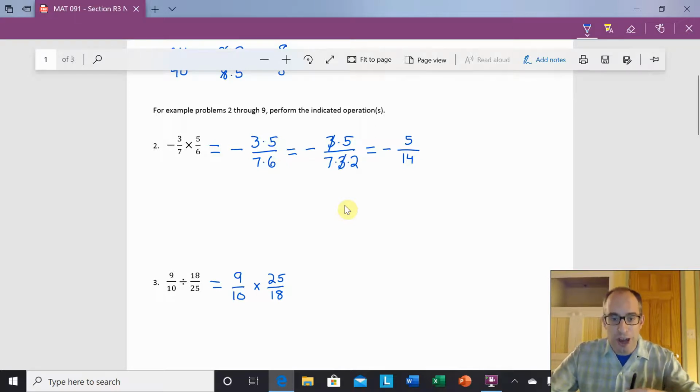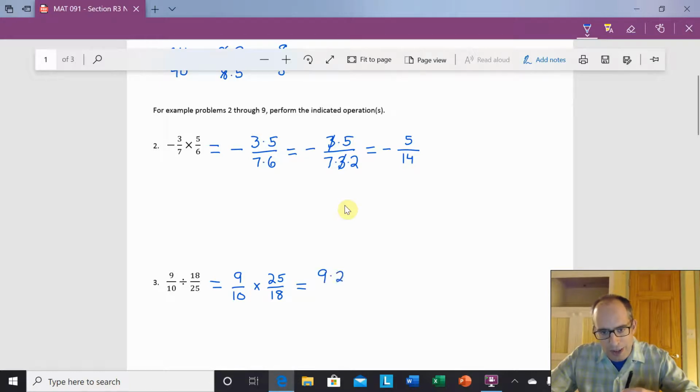Here, I would not, because if you multiply these together and then try to factor from there, you're going to end up with 275 over 180. Those are big numbers, and I think it's a good idea to avoid big numbers when you can. So we are going to write this as one giant fraction. So we'd have 9 times 25 over 10 times 18.